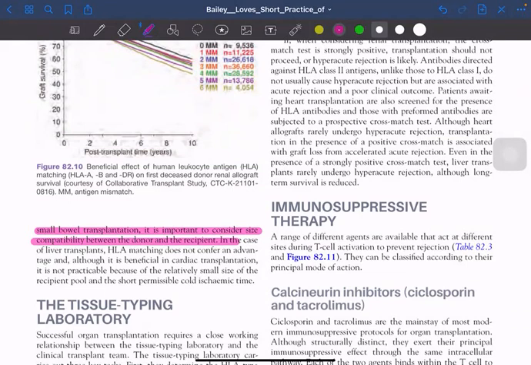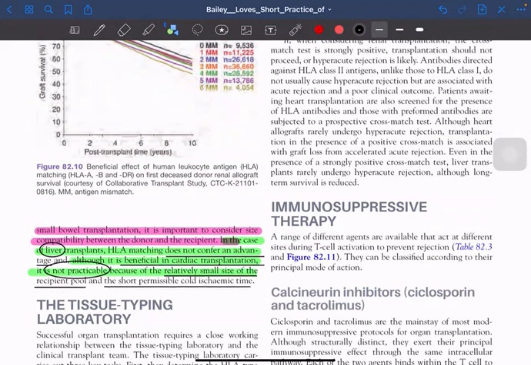In the case of liver transplants, HLA matching does not confer an advantage, although it is beneficial for cardiac transplantation, but it is not practical. So HLAs usually do not give you an added advantage in liver, and though it is beneficial for cardiac, it is not practical, because of the relatively small recipient pool and the short permissible cold ischemia time in heart transplantation.